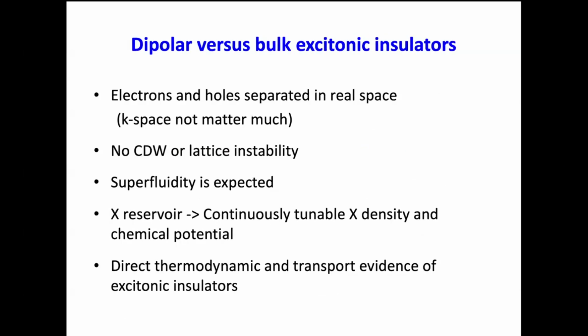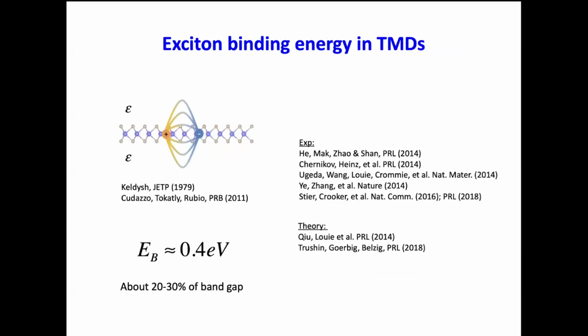Okay, so compared to bulk excitonic insulators, the electron and holes here are separated in real space. Actually, the separation in momentum space is less significant unless you're doing tunneling experiments. There's no CDW or lattice instability, and superfluid is expected here. And one of the nice things is that you can put electron contact and hole contact separately to the layers, so you can continuously tune the exciton density and chemical potential, and you can directly establish transport and thermodynamic evidence for excitonic insulators.